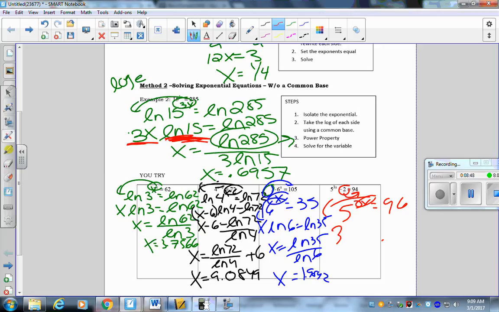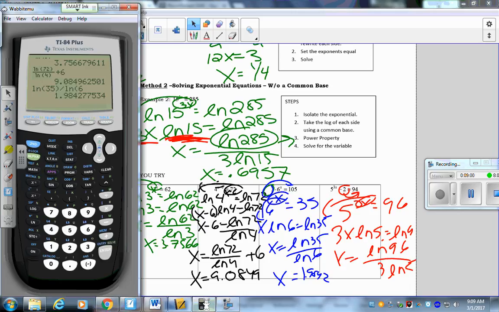Okay, so I've got 3x times the natural log of 5 equals the natural log of 6. So x equals the natural log of 6 divided by 3 times the natural log of 5. Let's plug that in.